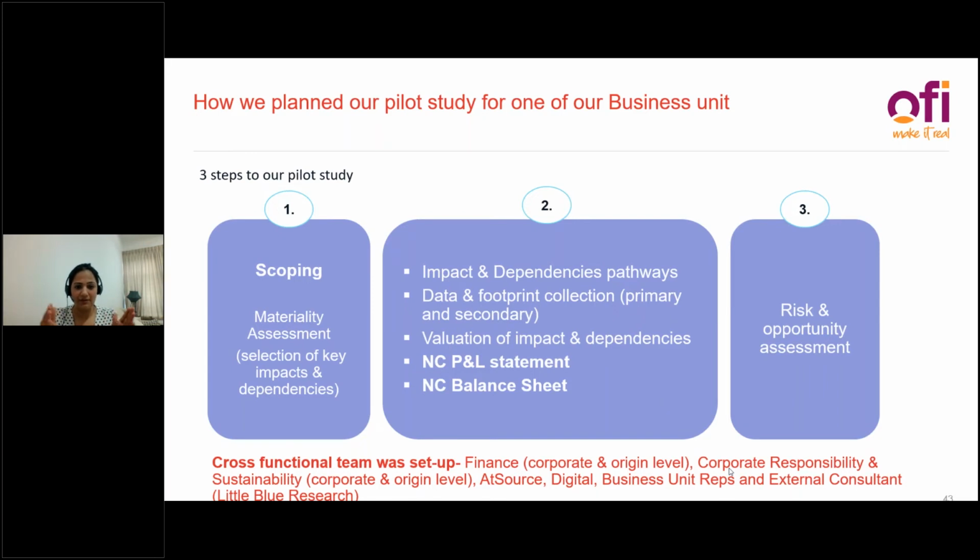The integrated impact statement covers both the natural capital P&L and the natural capital balance sheet, very much in line with the BSI standard. This is more to explain that this work cannot happen in silo, especially in a corporate environment like where OFI comes from. It needs to be done along with other cross-functional teams and experts and the right collaborations.